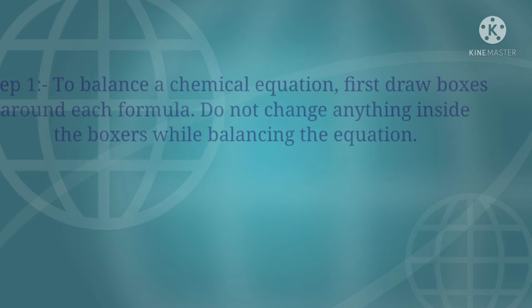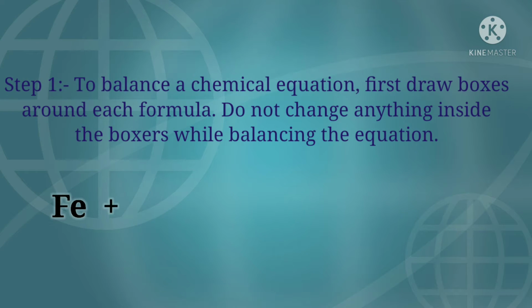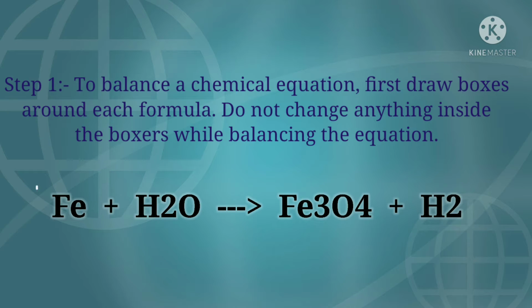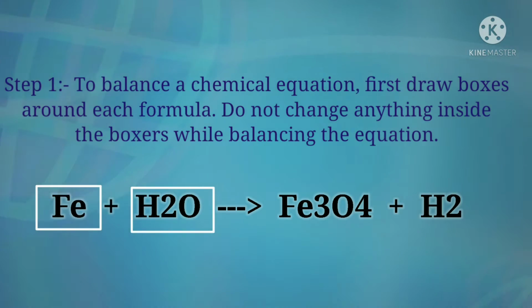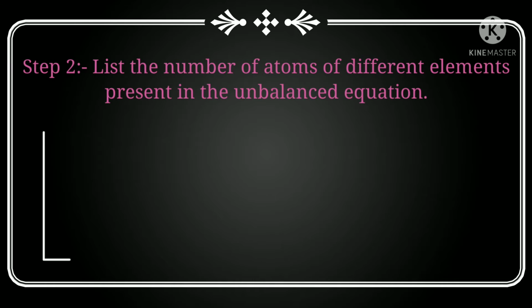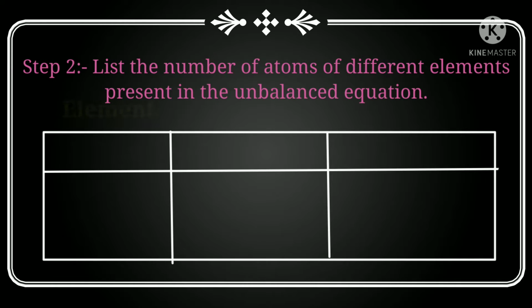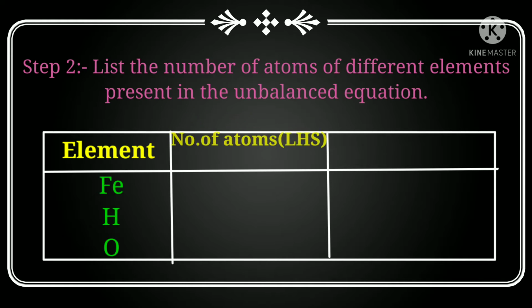Step 1. To balance a chemical equation, first draw boxes around each formula. Do not change anything inside the boxes while balancing the equation. Fe plus H2O gives Fe3O4 plus H2. Step 2. List the number of atoms of different elements present in the unbalanced equation, using a table to represent this.